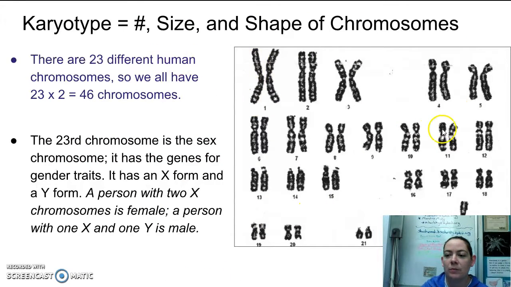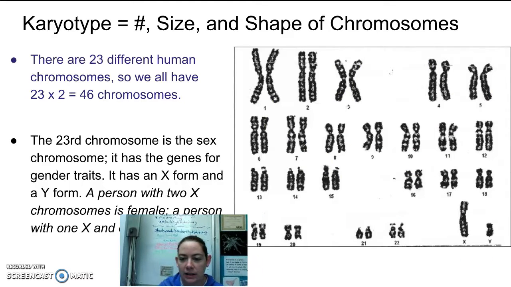This is an image of the human karyotype. Karyotype's not a word I'm expecting you to remember, but it means the number, size, and shape of chromosomes in an organism. So this is what humans have. We all have 23 different kinds of chromosomes. The last one, the 23rd, are the sex chromosomes, so X and Y determines your gender.